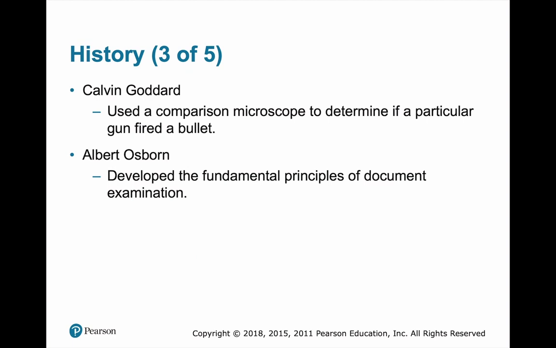Comparison microscope is one where you can look into, it's binocular, so you can look into a microscope with two eyepieces. However, the left one is looking at one specimen and the right one is looking at a different specimen. That way you can compare two objects at the same time. These are pretty expensive microscopes. So you're basically looking at two specimens, say two gun shells, at the exact same time through different eyeballs.